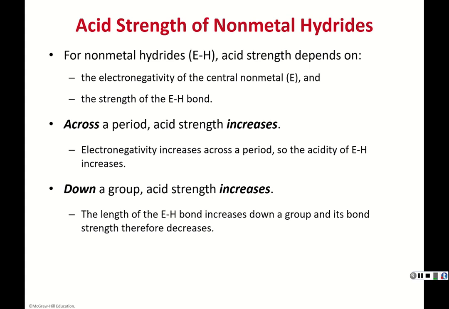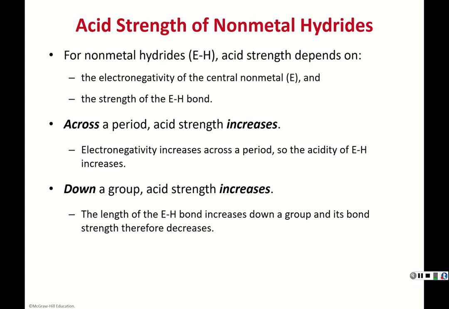Well, as you go across a period, acid strength will increase. That's because electronegativity is increasing across a period. So as you go from left to right across a row or a period in the periodic table, your elements are going to be getting more electronegative, so the acidity would therefore increase. That's because the more electronegative the element, it's going to pull more of the electron density away from the hydrogen, which makes it more like a proton and easier to give up.